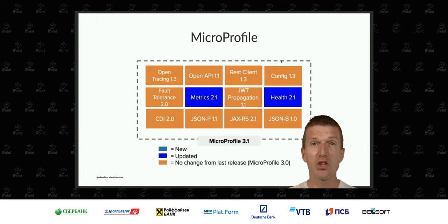Config is cloud native configuration. What does cloud native mean? You can inject properties which are configured on environment entry or system property level. REST client is injection of interfaces. OpenAPI is basically Swagger, and open tracing is distributed tracing.